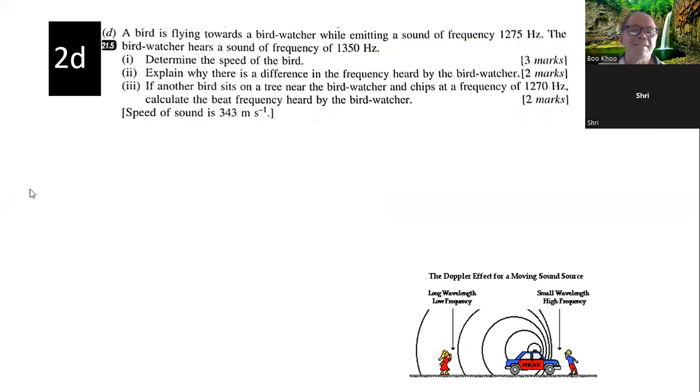A bird is flying towards a bird watcher while emitting sound of frequency 1275 Hertz. The bird watcher hears a sound of 1350 Hertz. Determine the speed of the bird. Yep. What formula should I use?